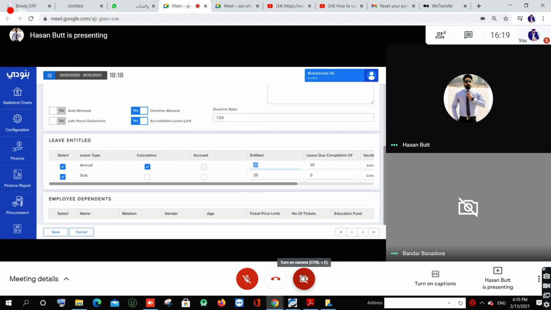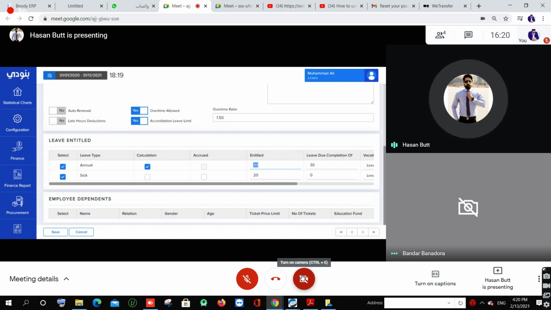Okay. Inshallah, in the other forms, when we create the salary, all brothers will understand it more quickly. Okay, so accrued is applicable to the emergency leaves. As you know, the emergency leaves cannot be calculated on the salary just like the other leaves.